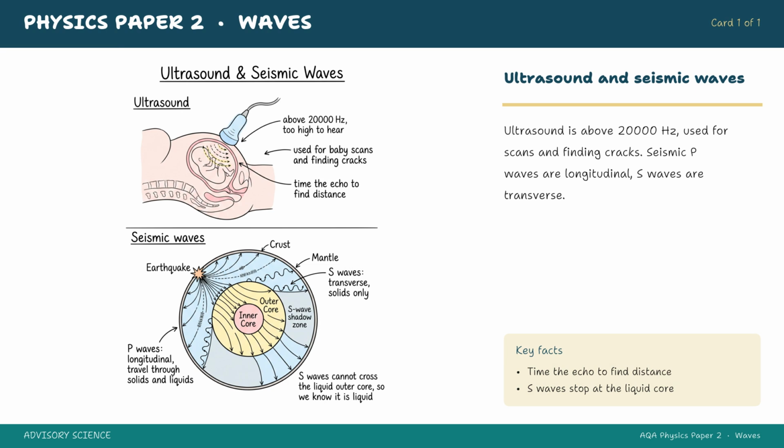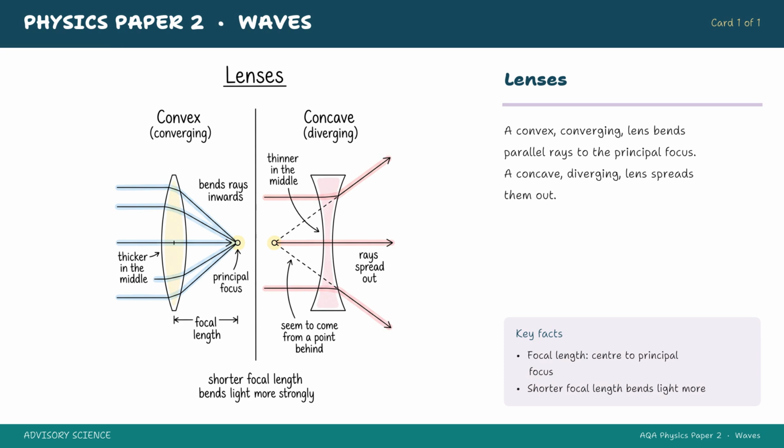Lenses. A lens forms an image by refracting or bending light as it passes through the glass. A convex lens, also known as a converging lens, is thicker in the middle than at the edges. It bends parallel rays of light inwards so they meet at a point called the principal focus. The focal length is the distance from the centre of the lens to the principal focus. A shorter focal length means the lens bends light more strongly.